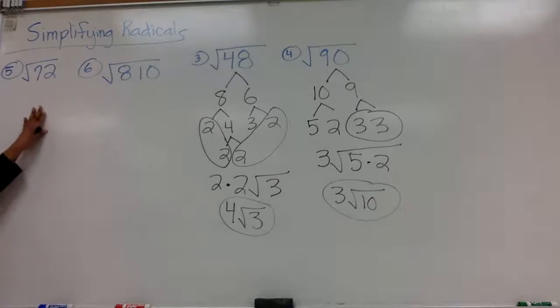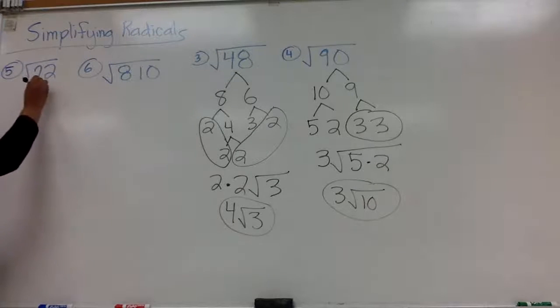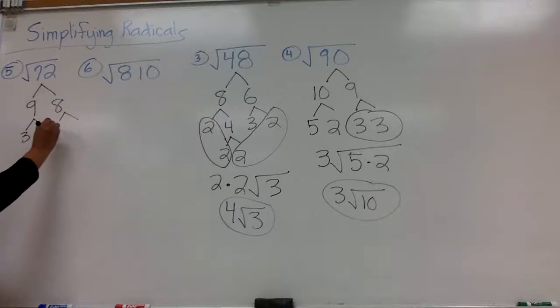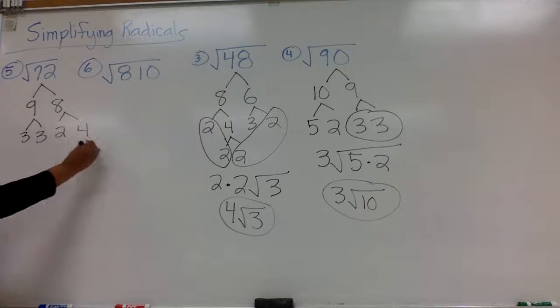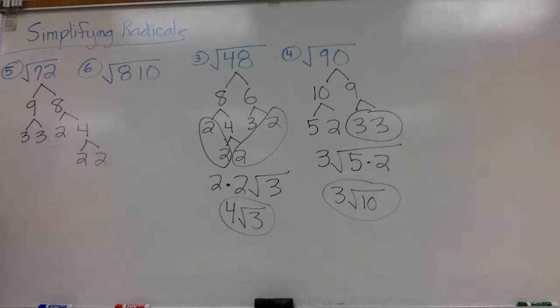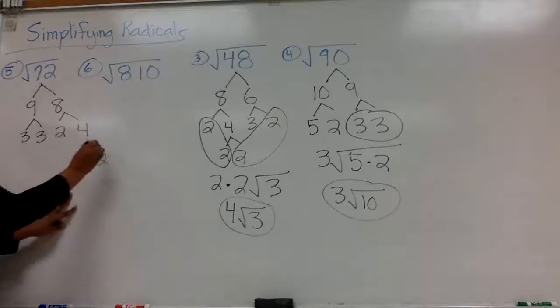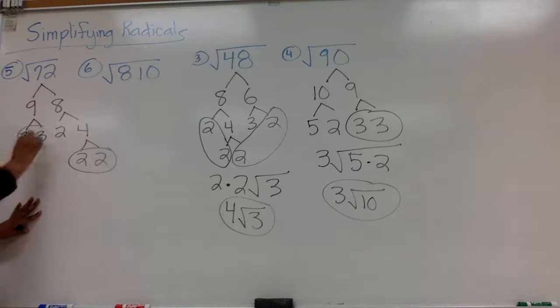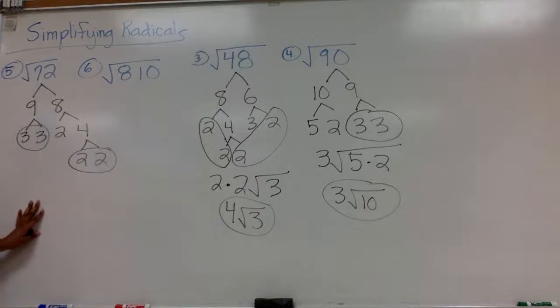When I break down 72, I'm going to start with 9 and 8. Break down 9, that's 3 times 3. Break down 8, that's 2 and 4. Break down 4. I'm looking for pairs. So 2 2s, 2 7s, 2 9s, 2 whatever. I'm looking for pairs. So I got a pair of 2s there, and I got a pair of 3s here.